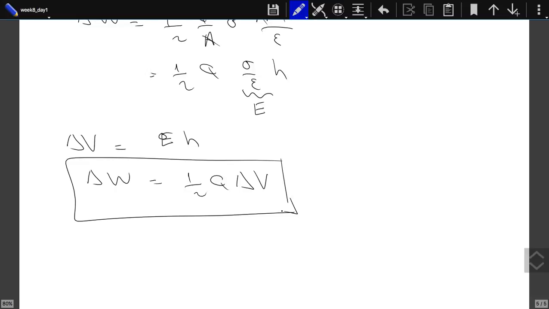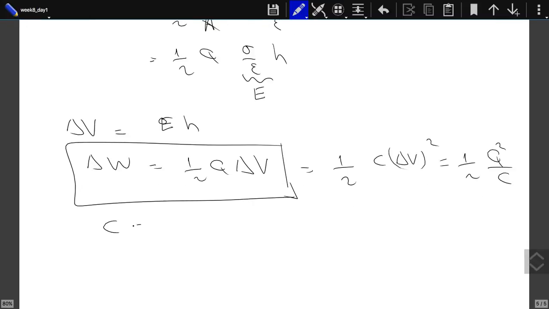Now, this is the expression that we already know for the capacitor. We can write it as 1 over 2 C times delta V squared, or 1 over 2 Q squared over C. Whichever one you like.